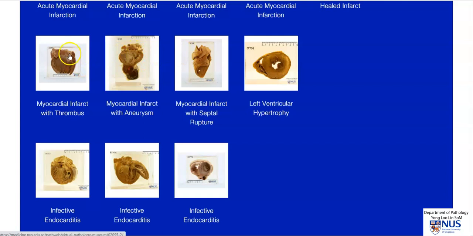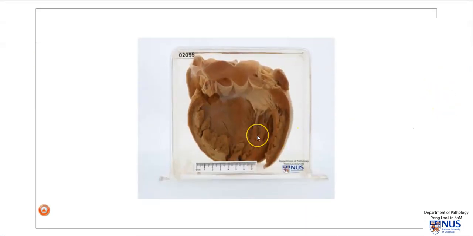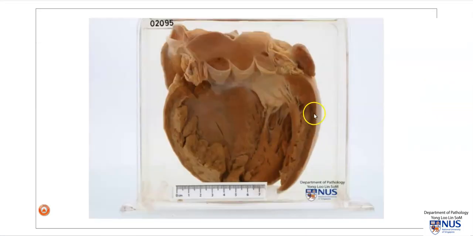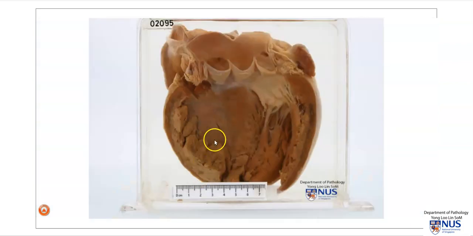Let's summarize the case that we are currently looking at. And therefore, in summary, this is an example of extensive myocardial infarction involving the left ventricle that is complicated by mural thrombosis. This mural thrombus has a further complication of thromboembolism.